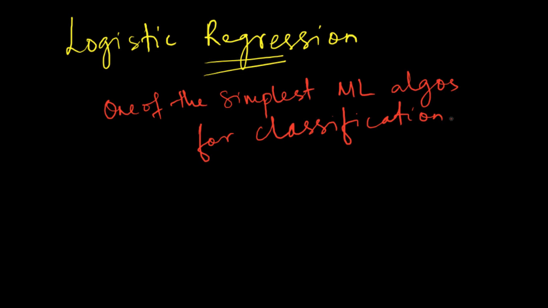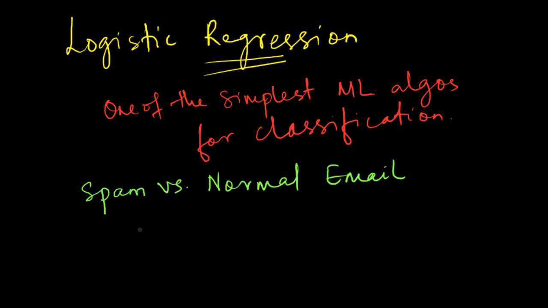Before that, what is a classification problem? Classification basically means that if you have some set of data, you want to group it into different categories. For example, you may have a problem where you want to classify your emails between spam and normal, which is what we saw earlier in the naive Bayes algorithm video. Or let's say you have some kind of tissue and you want to find out whether it is malignant versus healthy tissue.